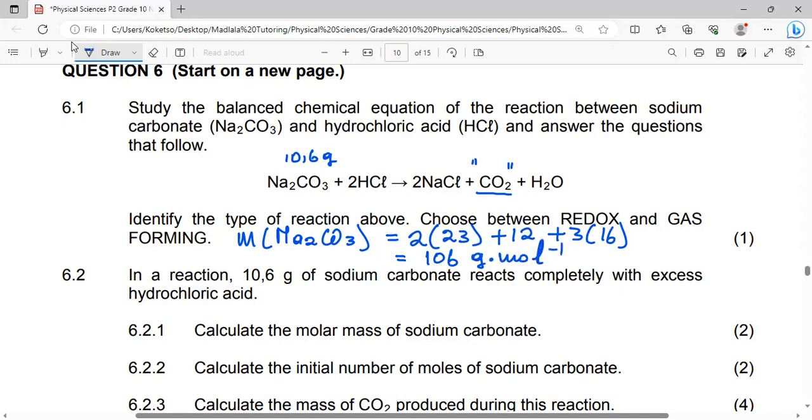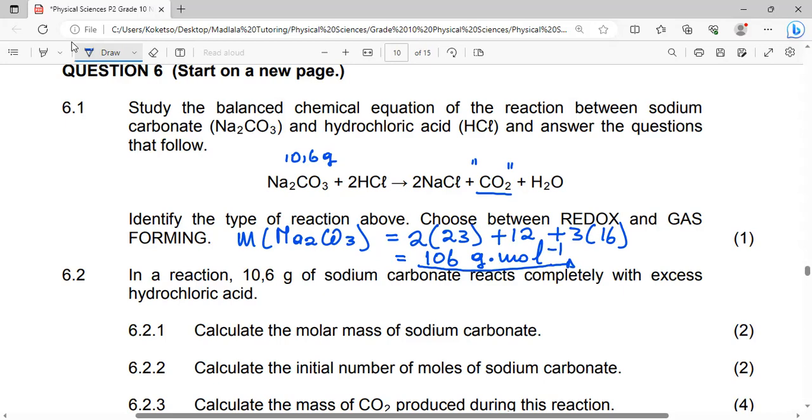And please make sure you don't forget your unit, because an answer without a unit in physical sciences, we don't recognize it. Therefore, we can't give you a mark for that. That's fine. Now let's look at 6.2.2.